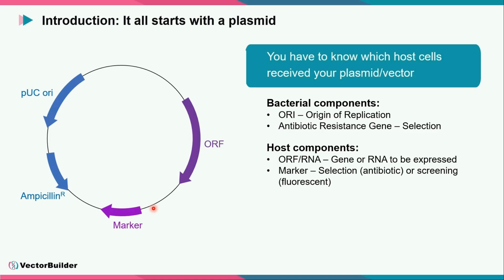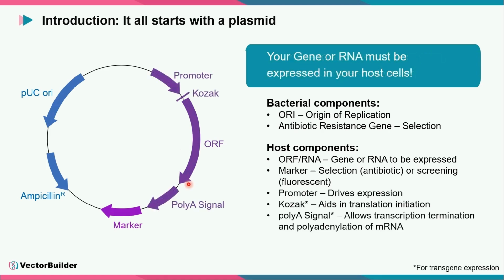But in order to actually make this thing right here that we have worked so hard to deliver function, we do need a couple of other host-related components, these things that function in the host. So in order to actually express our ORF or our RNA, we're going to need a promoter that can drive expression. And if this is a protein coding gene, this ORF, we're going to also need a polyA signal typically that's going to serve as the transcriptional termination site, as well as addition of that polyA tail. And you're typically going to find this Kozak sequence here as well that's going to facilitate translation initiation.